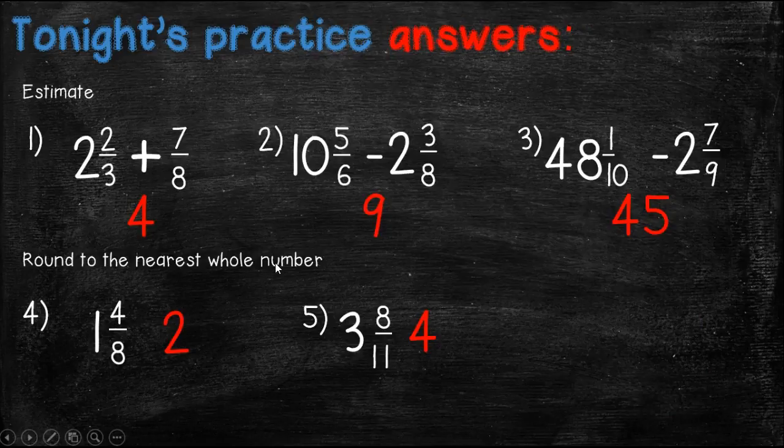Here are tonight's answers. If we're estimating for number 1, 2 2/3 plus 7/8 equals 4. Number 2, 10 5/6 minus 2 3/8 equals 9. Number 3, 48 1/10 minus 2 7/9 would be 45. Then for number 4 and 5, you were asked to round to the nearest whole number. Well, 1 4/8 equals 2. And for number 5, 3 8/11 equals 4.